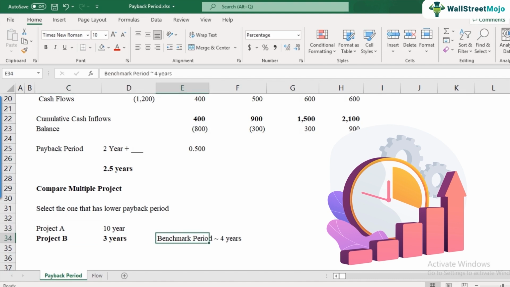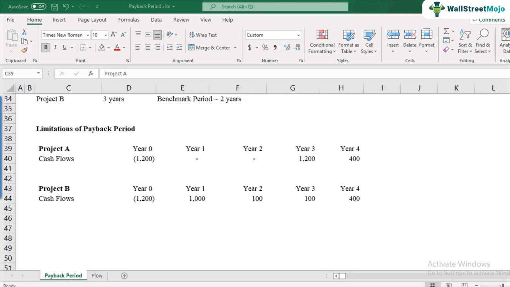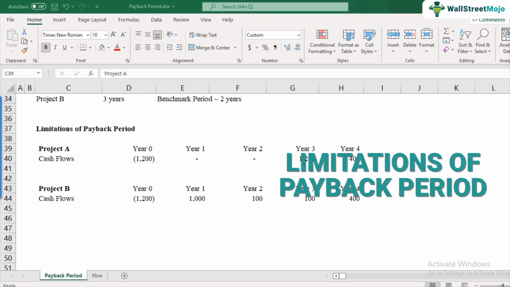But let's say if this benchmark payback period that comes from the management is just 2 years, okay? Now, in that case, you will go ahead and reject both of them, because they both have a higher payback period than 2 years. Now, let us look at the limitations of payback period.